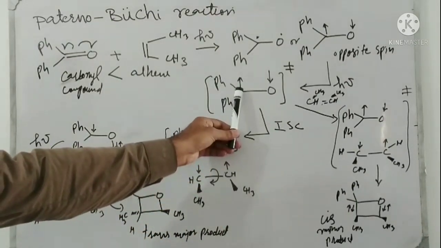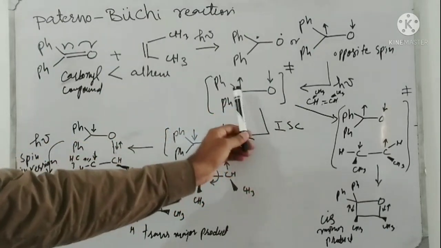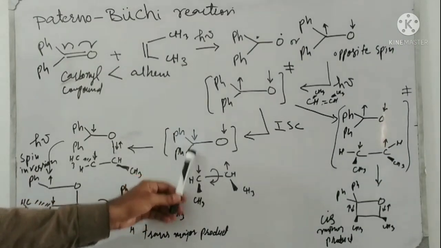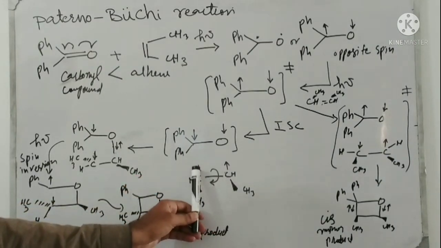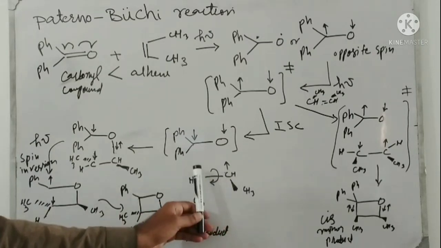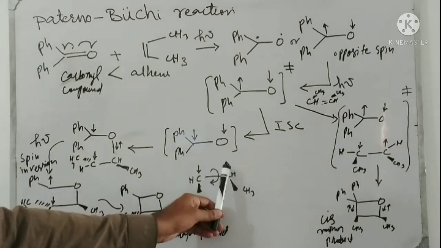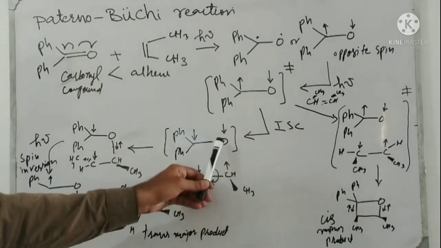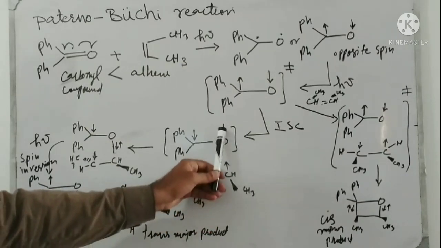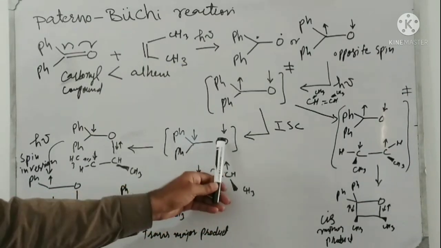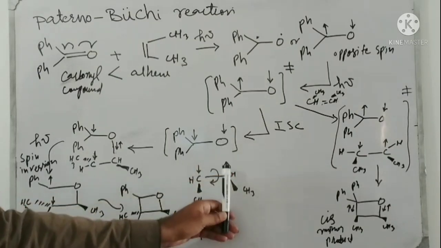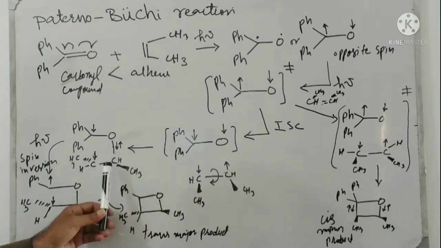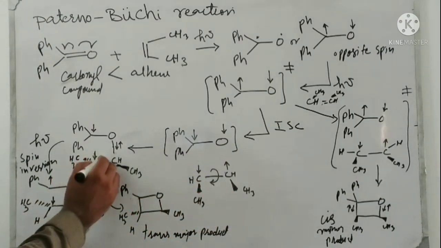So here you can see after intersystem crossing, the spin of this electron is changed. When this combines with this alkene, you can see this pi bond is broken into two radicals. This radical and this radical form the bond. As we discussed in the case of carbenes, a bond is only formed when the spins of the electrons are opposite. As you see, this radical and this radical have opposite spin. So a single covalent bond is formed here.